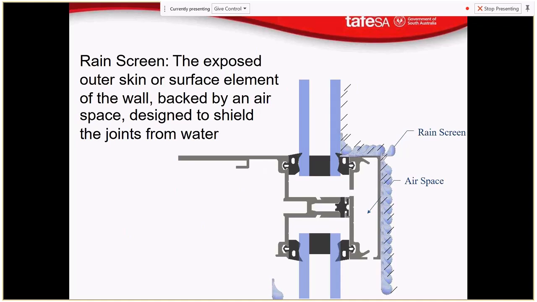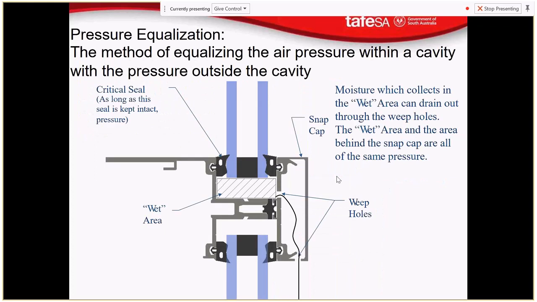It's a rain screen, the exposed outer skin or surface element of the wall, backed by an airspace designed to shield the joints from water. So we have our rain happening on here, we have our initial seal, and that's the way that the rain screen works. But we'll go on to the next slide. That will possibly at some point be compromised. We've got wind and sunlight and heat onto these rubber seals all the time. And so this area under here is the area that's allowed to get wet.